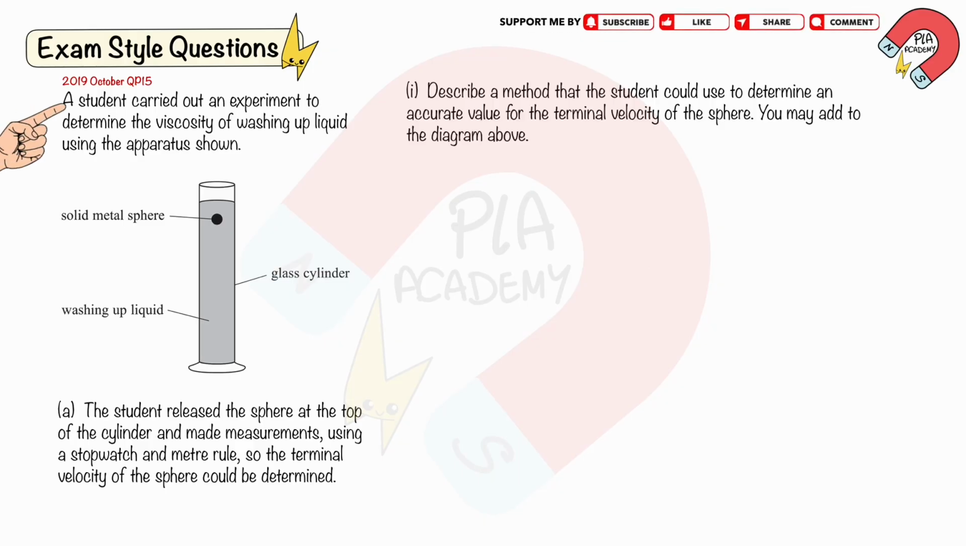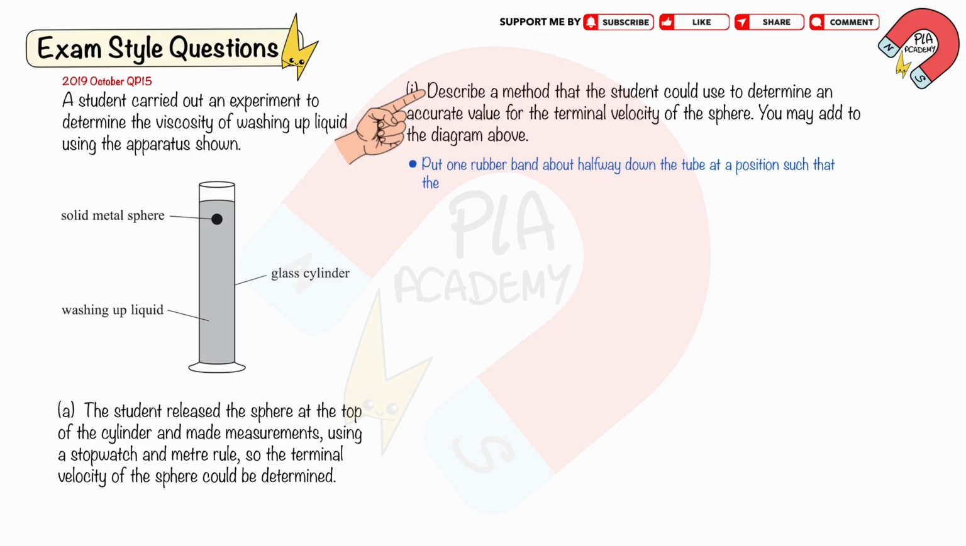Exam-style question. A student carried out an experiment to determine the viscosity of washing up liquid using the apparatus shown. A. The student released the sphere at the top of the cylinder and made measurements, using a stopwatch and meter rule, so the terminal velocity of the sphere could be determined. 1. Describe a method that the student could use to determine an accurate value for the terminal velocity of the sphere. You may add to the diagram above.